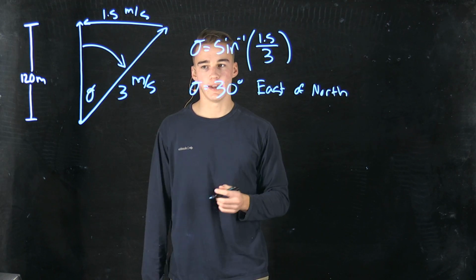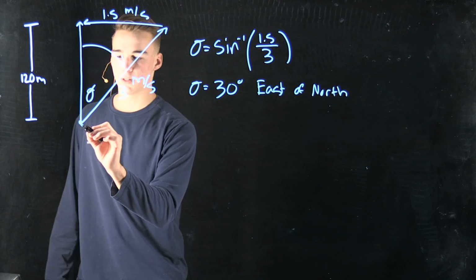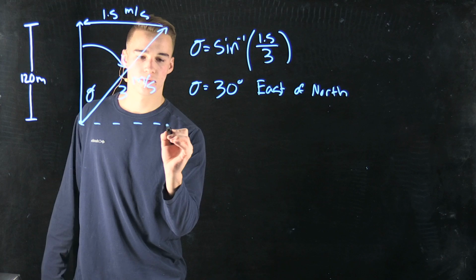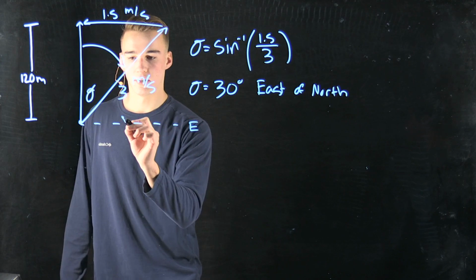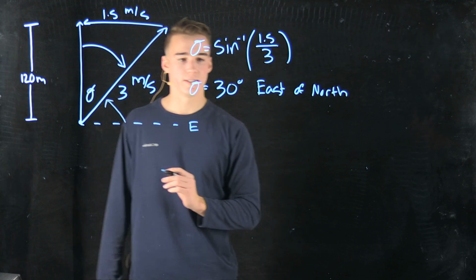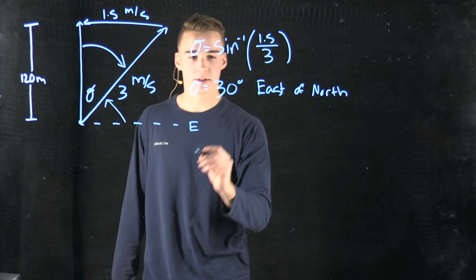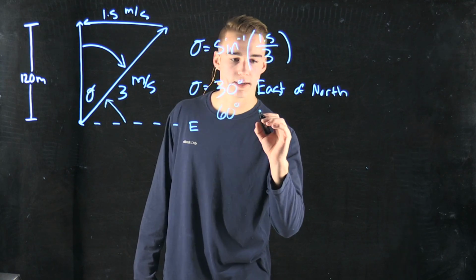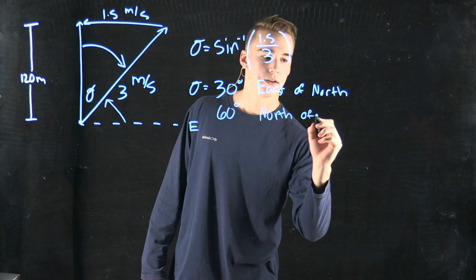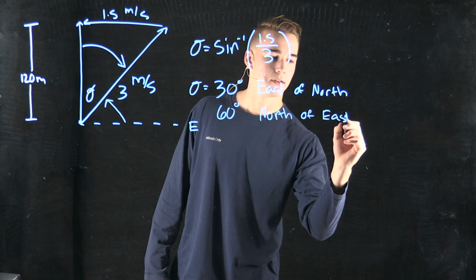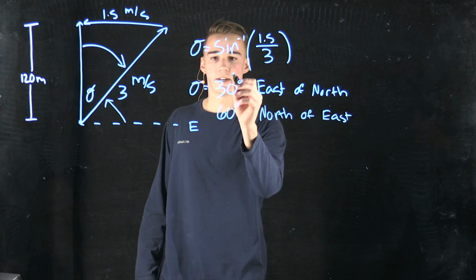If you want to write that in another form, you can look at it like this and think about traveling east and then going north 60 degrees, because these two angles are complementary, so they're going to add up to 90. So this would be 60 degrees north of east. So there's your answer for part A.